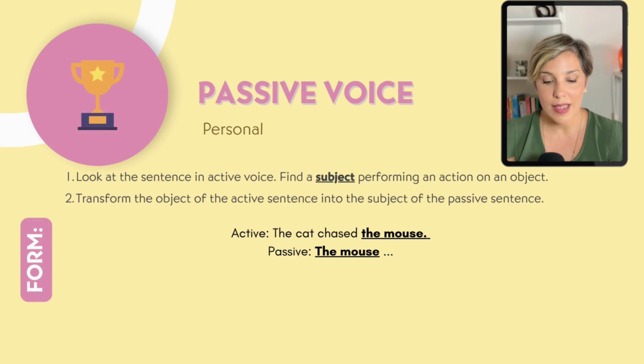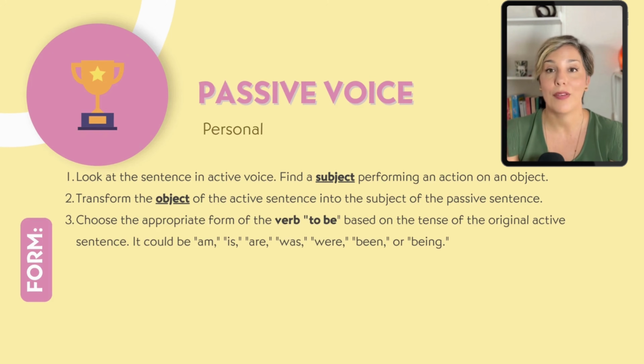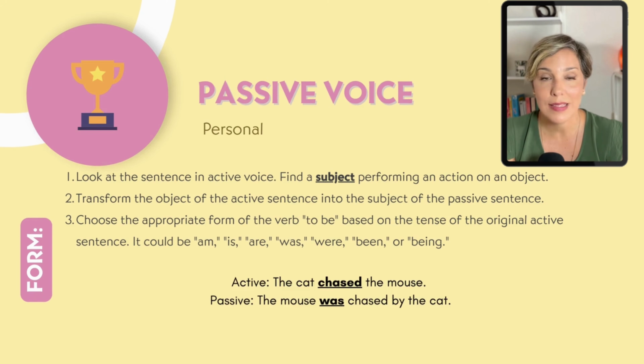Now, the next step is we need to look at the verb, right? So the main verb of the active sentence, we need to know what verb tense does it have, because then we need to find the equivalent and use the verb to be in that exact verb tense. So for example, in the active sentence, the cat chased the mouse, the verb is in the past simple, chased. That's why I need to use the verb to be in the past simple.